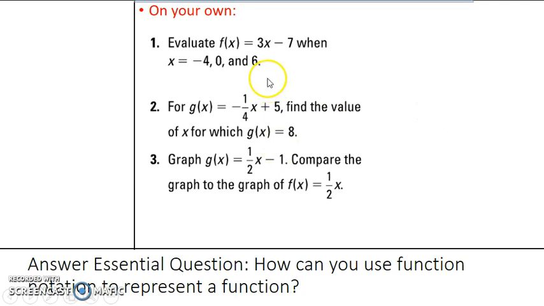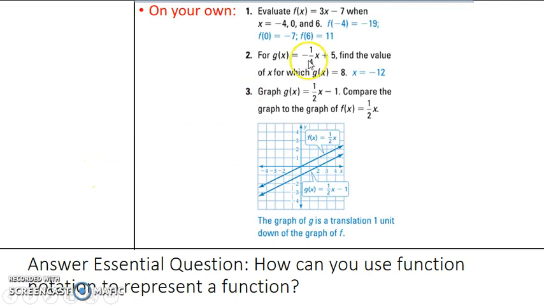Here's what we should have gotten. You should have paused your video if I'm going too quick. For number 1, you were plugging in for x and then getting an output. Number 2, you were solving for x, so it should have said 8 equals -1/4 x plus 5. Number 3, you graphed them, and it shifted down 1 unit.